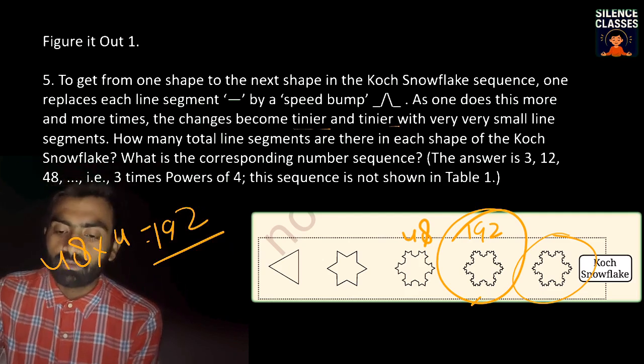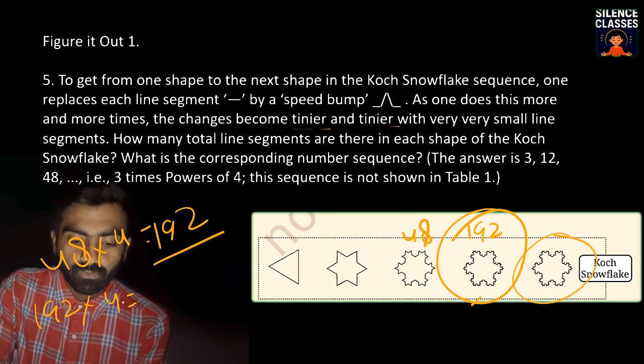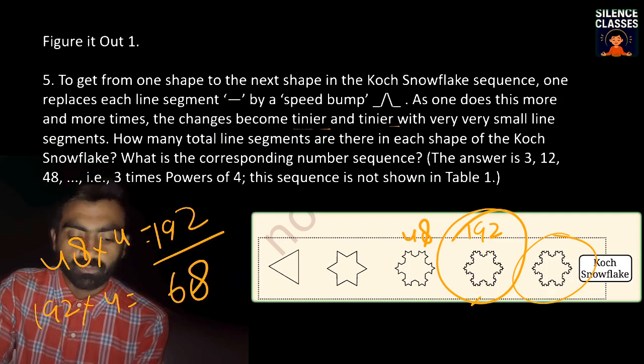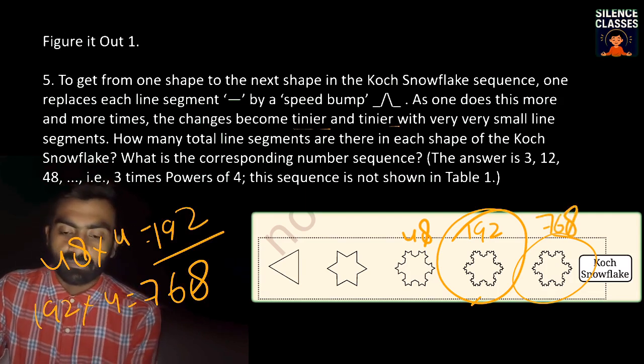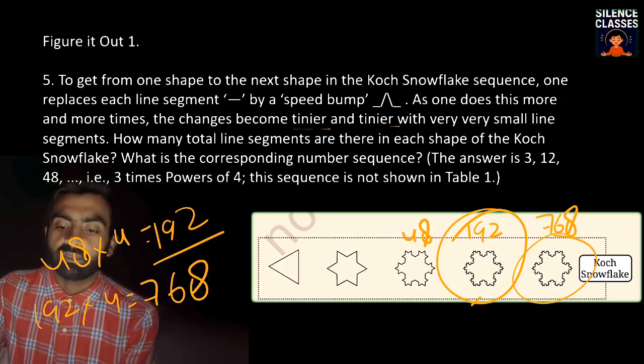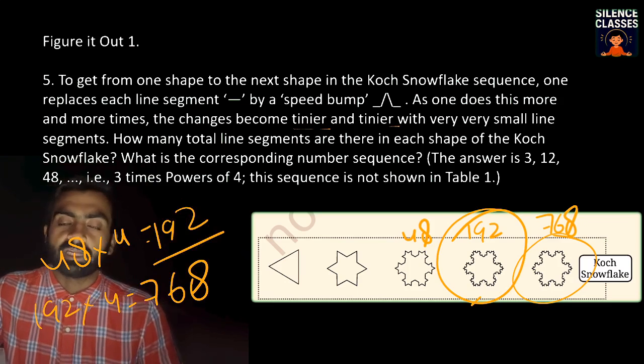We multiply 192 by 4, which gives 768 lines, and 768 multiplied by 4 gives this many lines in the next figure. Okay, so we will continue like this. By multiplying by 4, we will get the next figures.